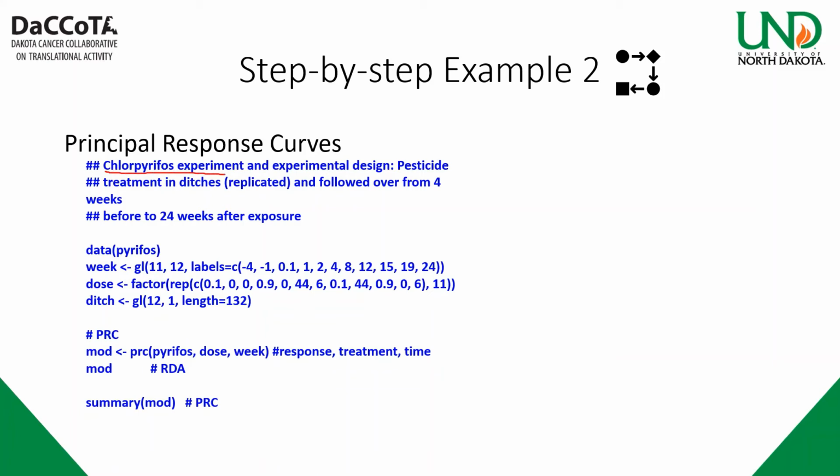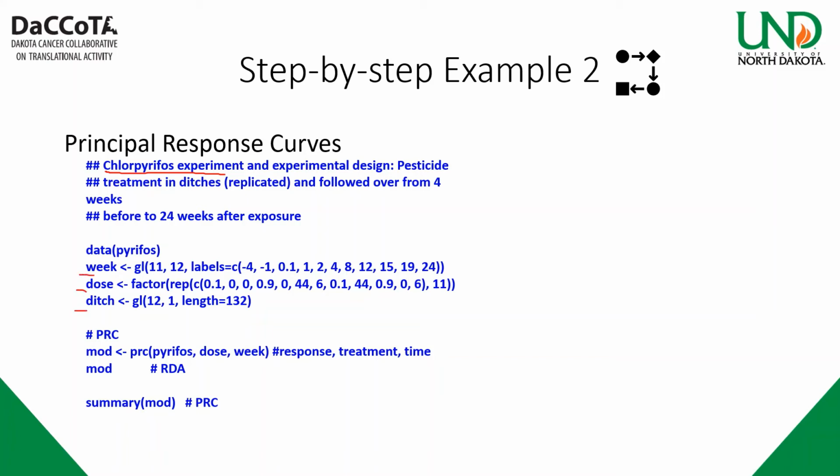So there's a pesticides treatment in ditches followed over 4 weeks. The outcome, the Y variables they were looking at, are these different invertebrate abundances. There's all sorts of invertebrates, and it's just counted abundance. So we've got week, dose, and ditch.